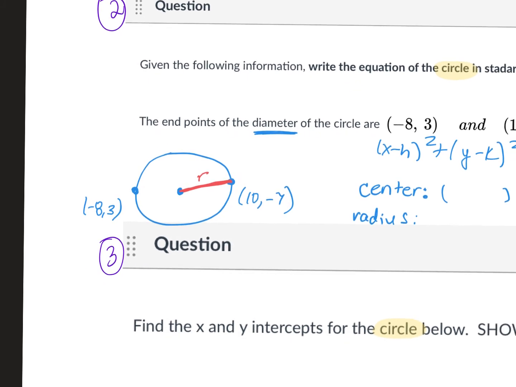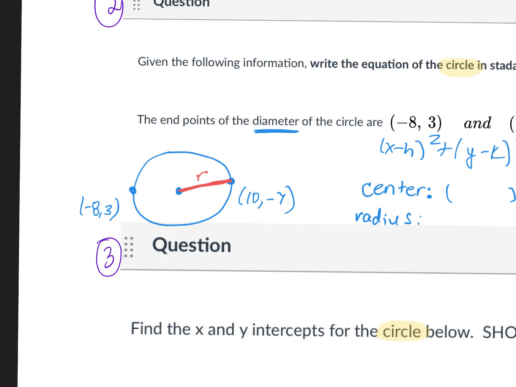So let's go ahead and find the center. How do you find the center? You use the midpoint formula. So I'm going to take my x values, which are 10 and -8, divide by 2. Then my y values, -7 and 3, divide by 2. What's 10 plus a -8? 2 divided by 2 is 1. So my center is at 1, comma.